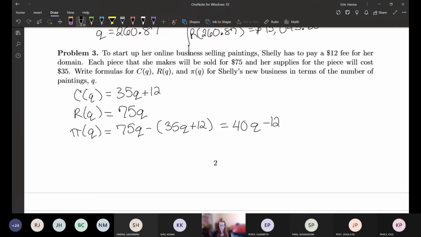Questions, concerns about that question? Or about cost, revenue, and profit before we move on to a slightly different topic? Similar, but not quite the same.